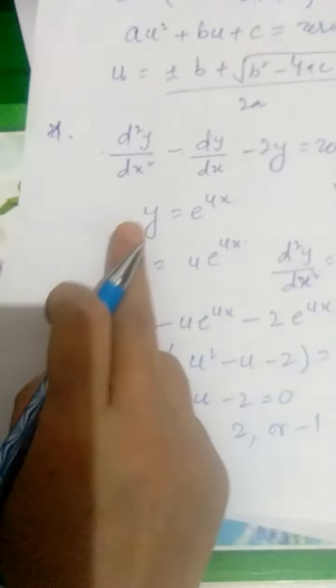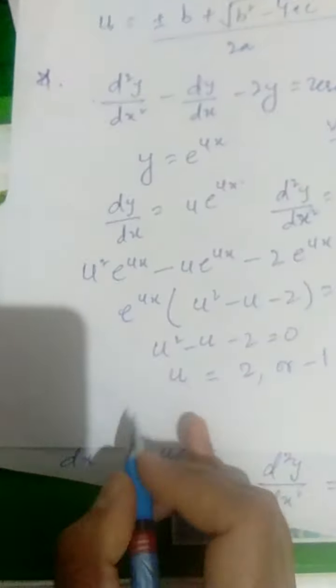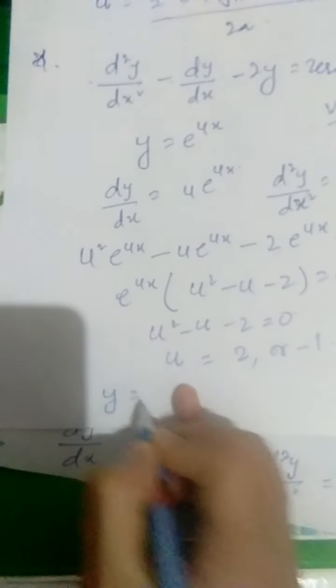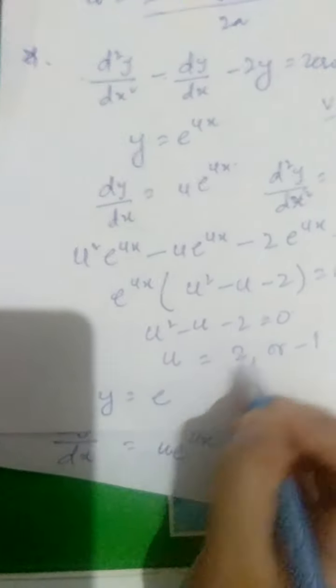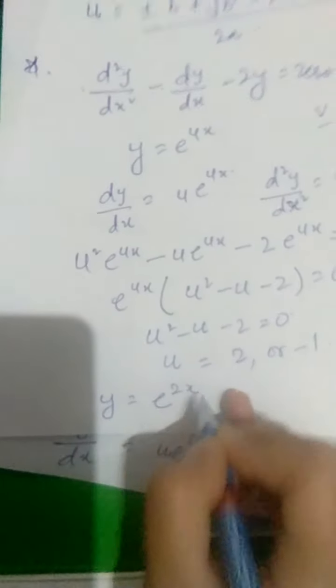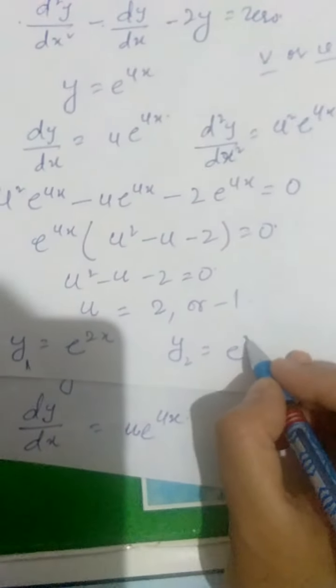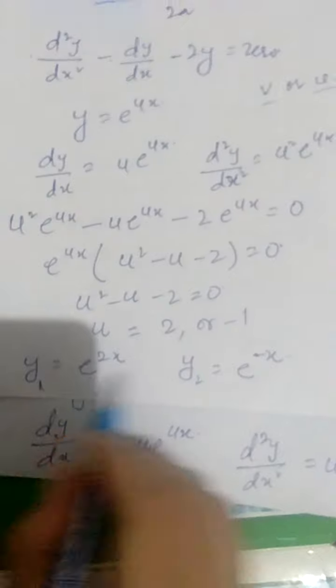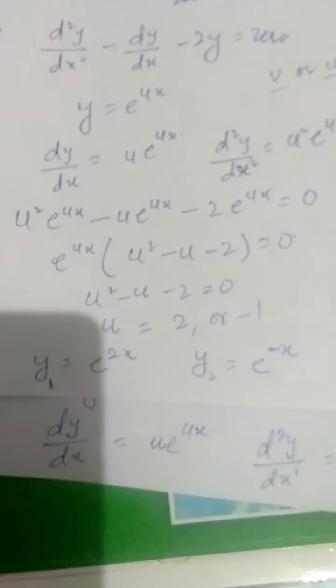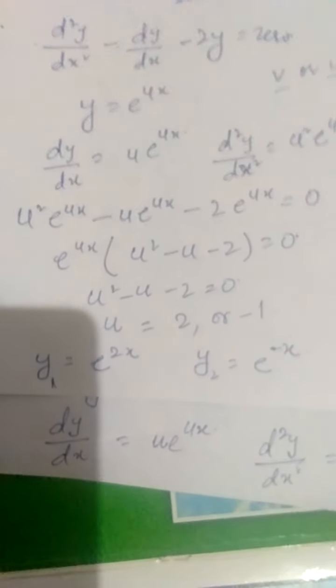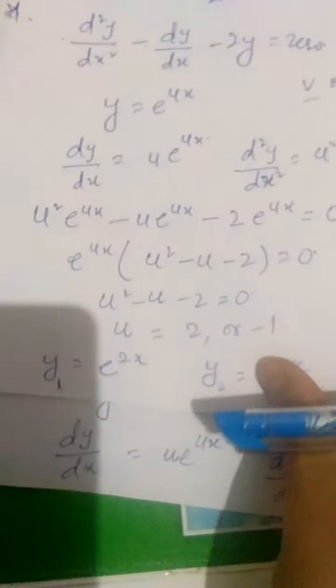Now, what is the solution? The solution is that either y is equal to e to the power, for u you can give the value 2, so 2x. So this is y1. And another possible solution is e to the power minus 1 times x, so that is minus x. So this is a solution and this is a solution. And we know that whenever we have more than one solution, we write the final solution as a linear combination of these two.